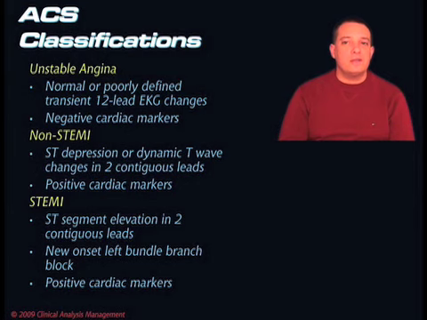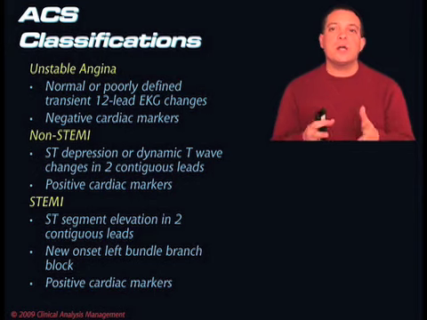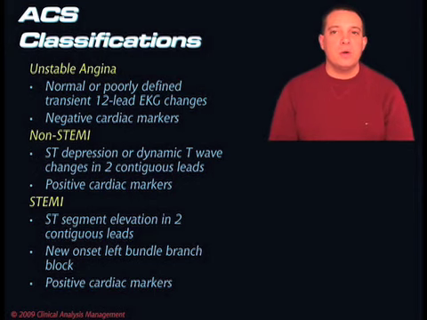So what do we have to have a STEMI? Well, we have to have ST elevation in two or more contiguous leads, or, and this is really important, or a new onset left bundle branch block. If the patient has a new onset left bundle branch block, or if the patient has ST segment elevation in two or more contiguous leads, then we say the patient has a STEMI, and again, anybody that's got a STEMI will have an increase in their cardiac markers. So again, this is important because when we talk about triaging these patients, it depends on what kind of acute coronary syndrome they have as to what we do with them.